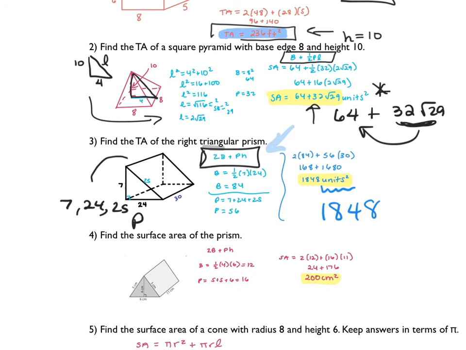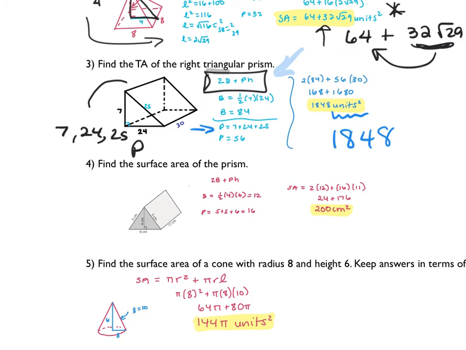Because the perimeter was right here, and you had to add 7 plus 24 plus 25. Yeah, okay. Because they gave you, it was a right triangle, so you just had to do 7 times 24 divided by 2. Okay, thank you. You're welcome. All right, next one, surface area.